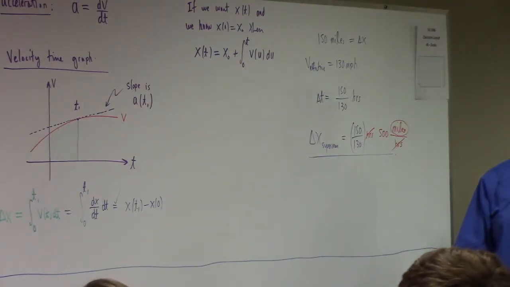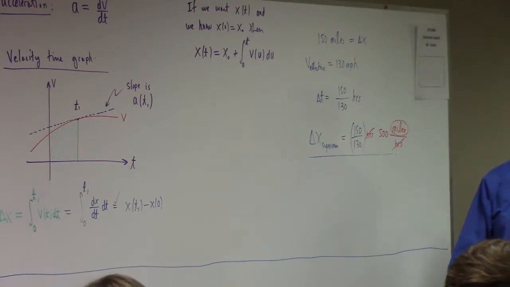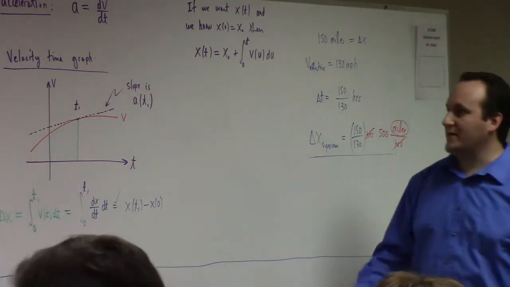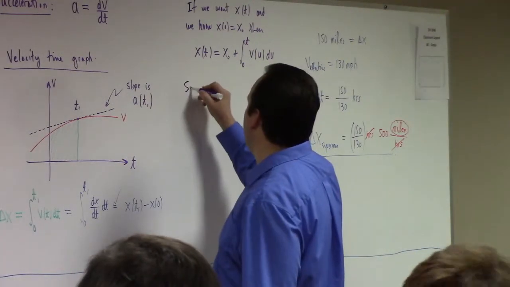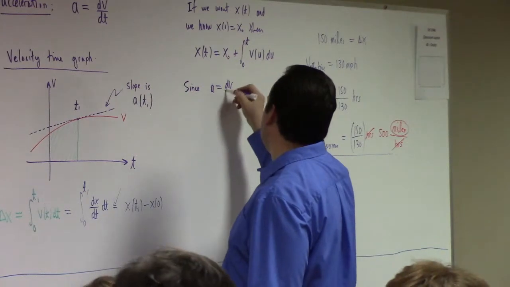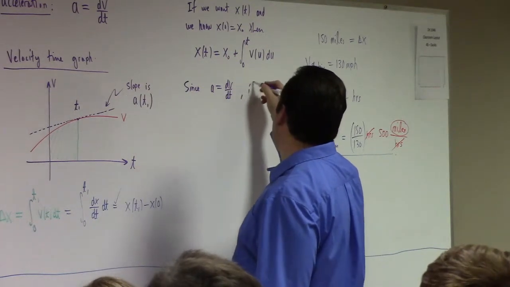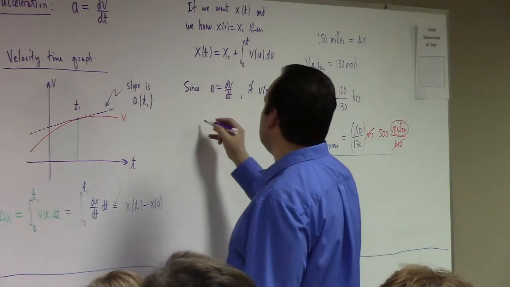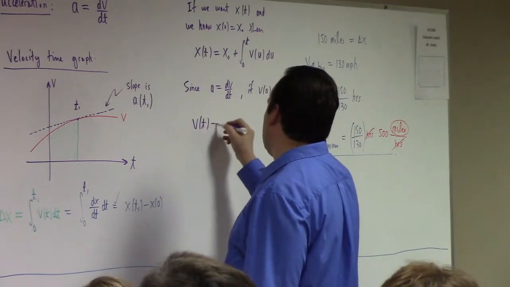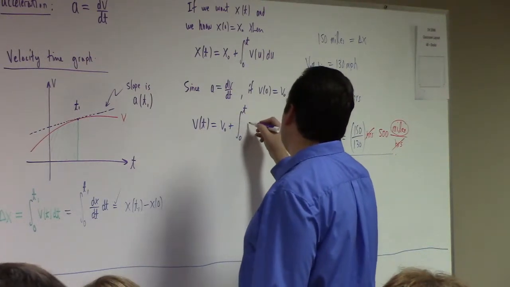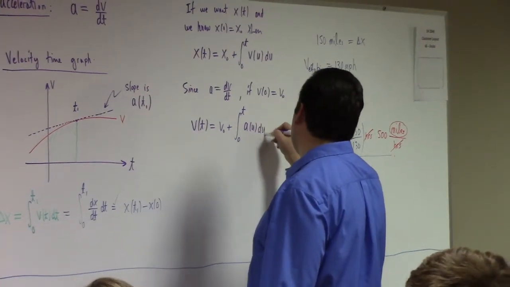How would I get the velocity from the acceleration? Pretty much the same way, right? Since a is equal to dv/dt, if we know that v at time 0 is v naught, some given constant, then v of t you can also derive is v naught plus the integral from 0 to t of a of u du.